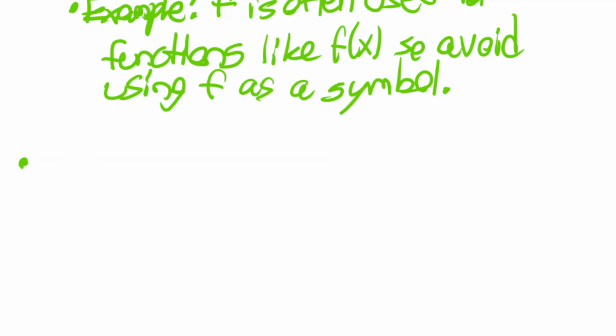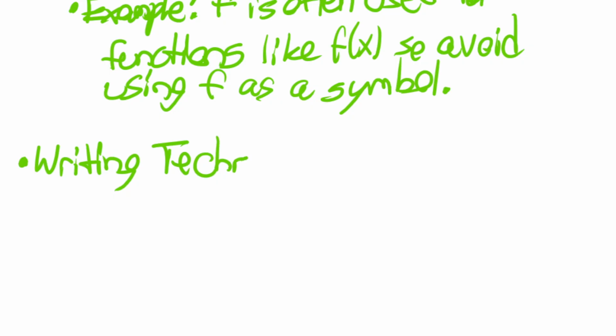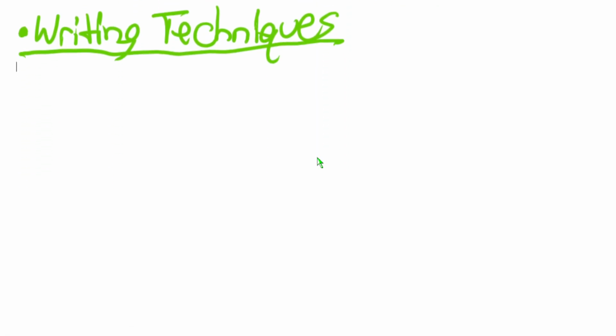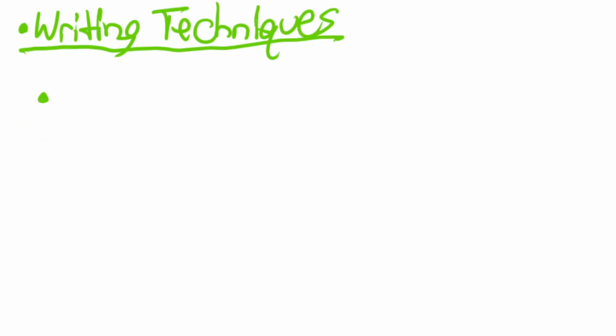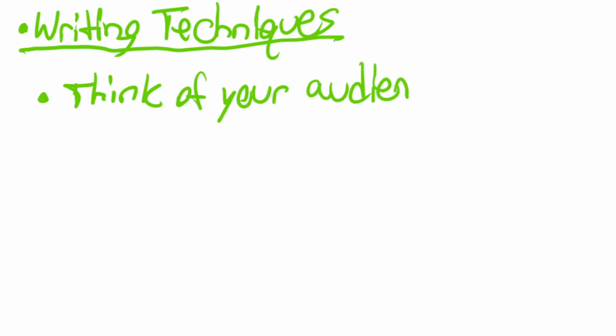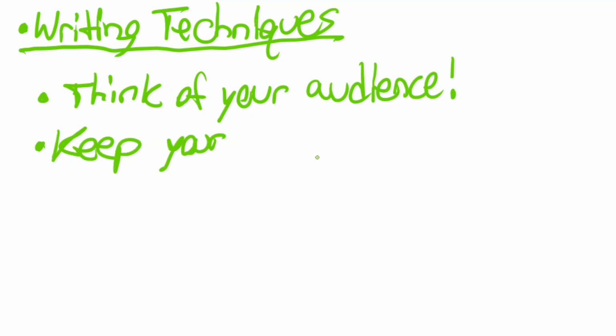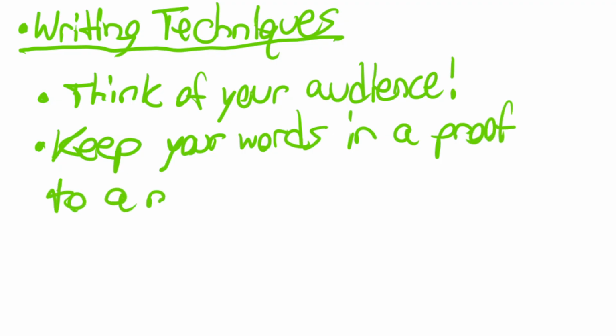Now, let's go into some writing techniques. So, one thing when writing math proofs, an important technique to consider is simply think of your audience. Think of who you're writing your proof to. Important technique is to keep your words in a proof to a minimum.